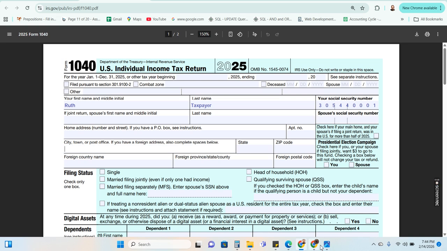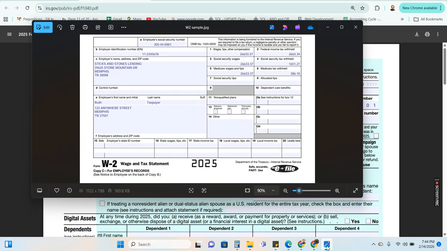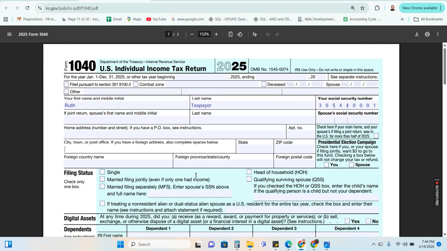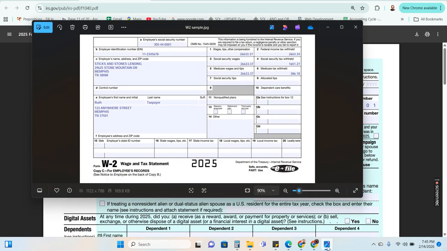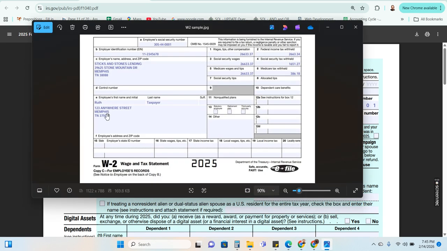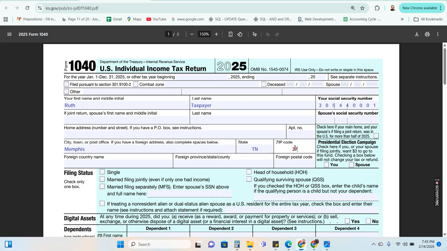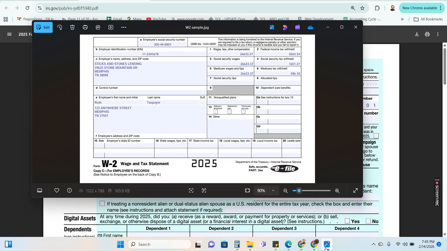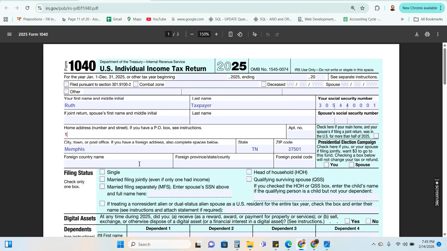And then the city is Memphis, TN. The zip code is 38088. If I'm not wrong, sorry, it's 37501. The home address is 123 Anywhere Street.